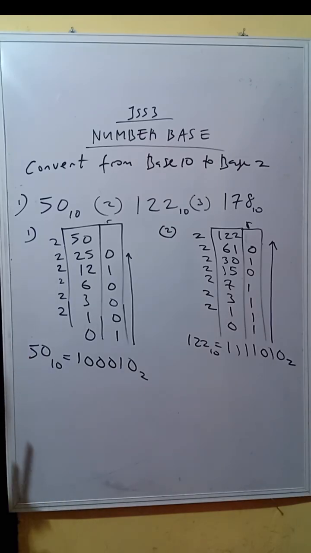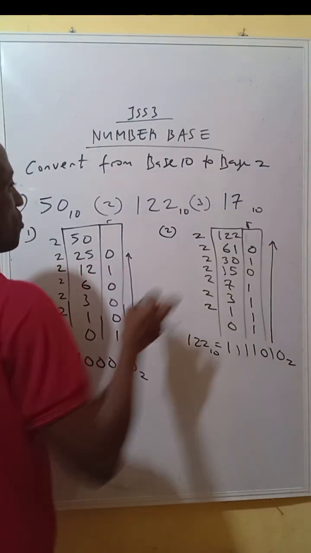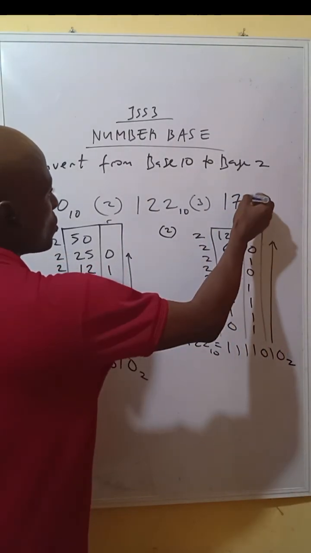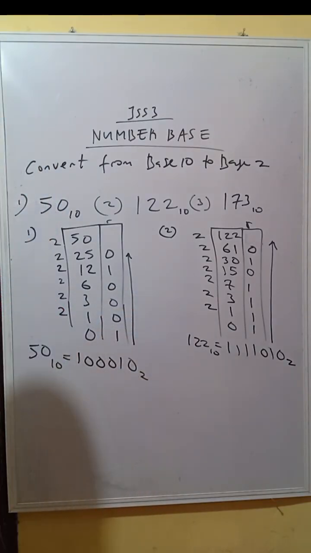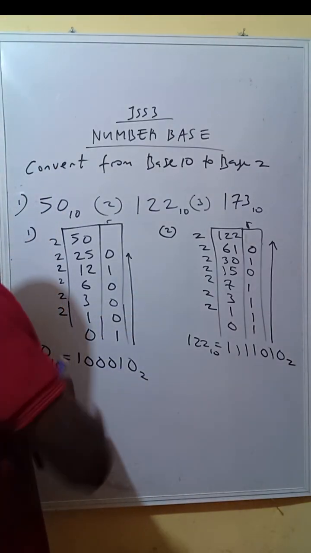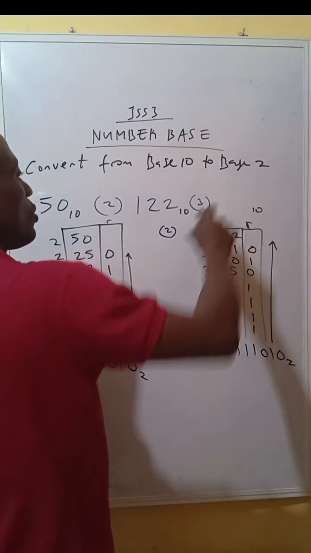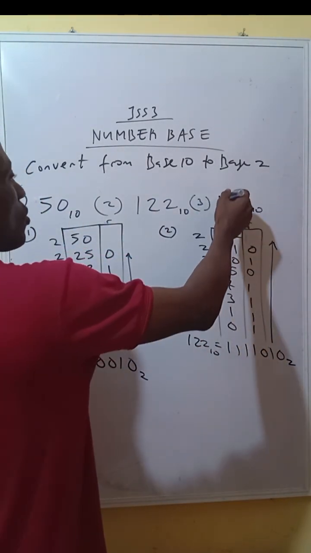Now, let me make this an odd number. 173. Is it possible to convert an odd number to a number in base 2? Oh, did I call that an even number? An odd number, sorry, because these two are even. I'm very, very sorry. I want to use an odd number.